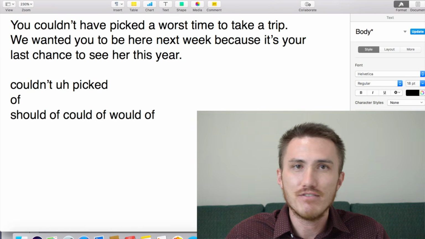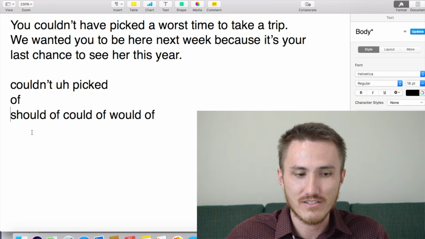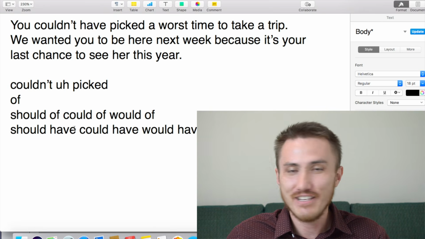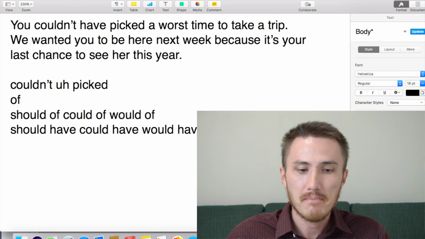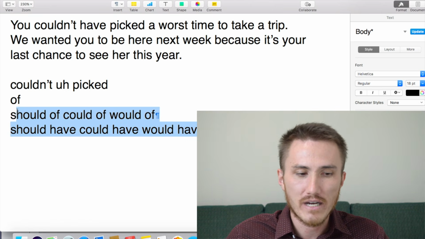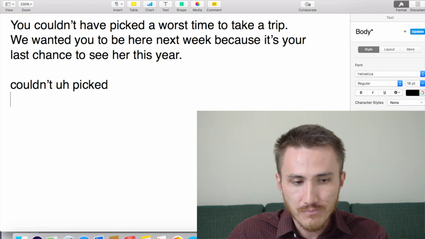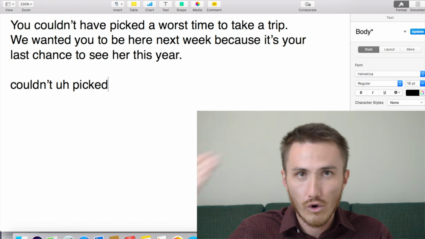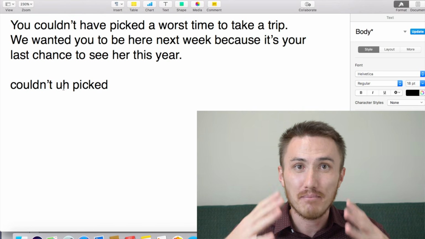Actually, many native speakers think that this is the real phrase, but in reality it's should have, could have, would have. Even native speakers think that the word is of, because that's what it sounds like when we say it at normal speed. We don't say should have, would have, could have. We say should of, would of, could of, right? However, if this phrase is followed by another verb, right? If I have a word afterwards, if it's not just the end of a sentence, it can become even shorter.